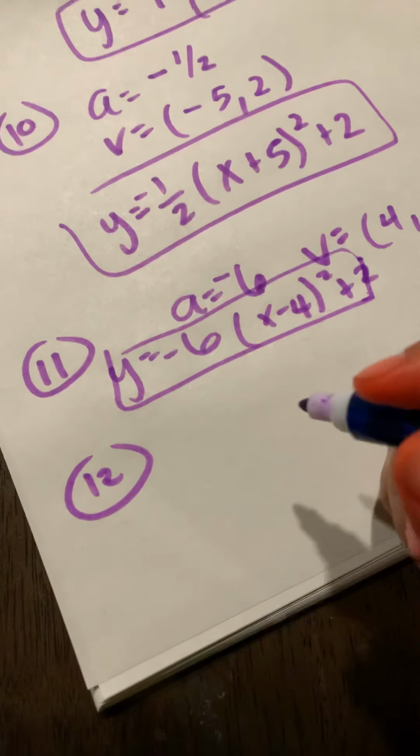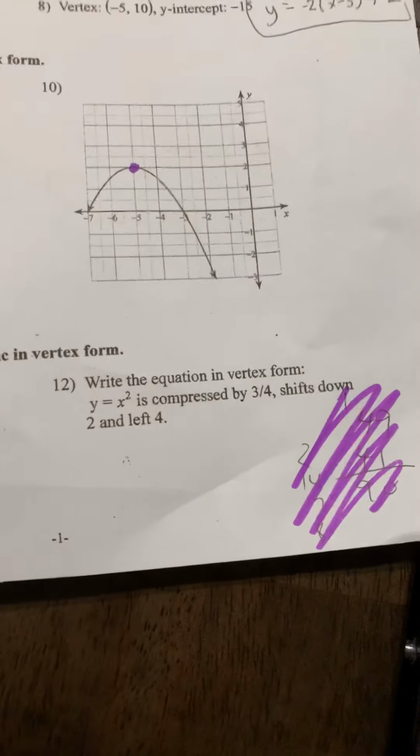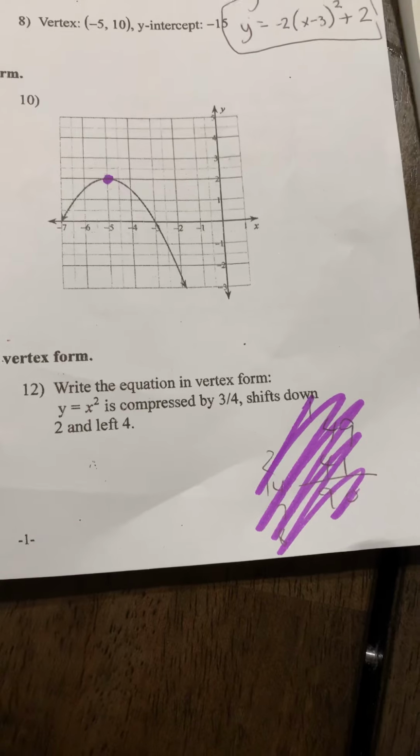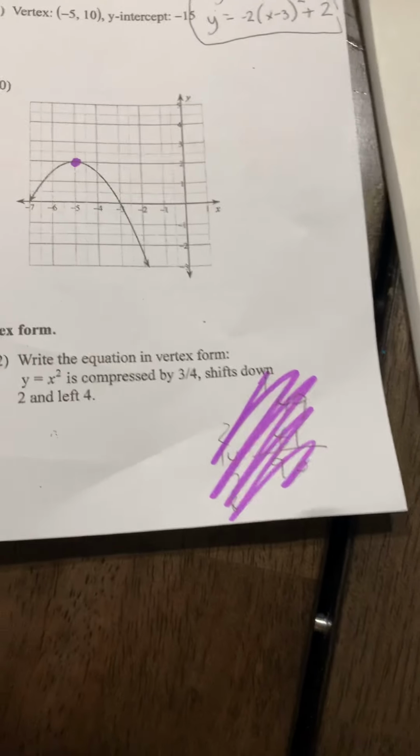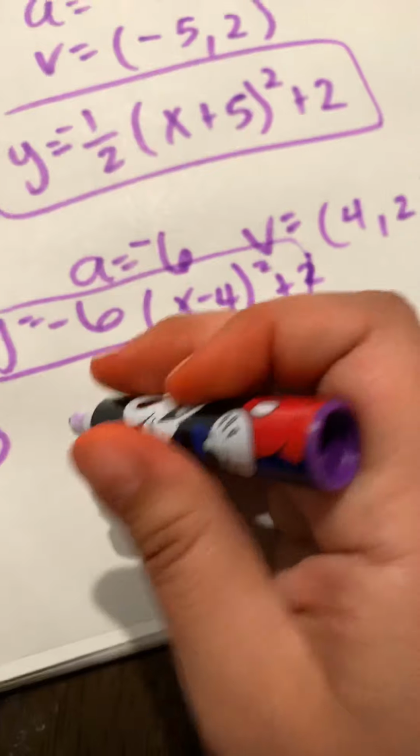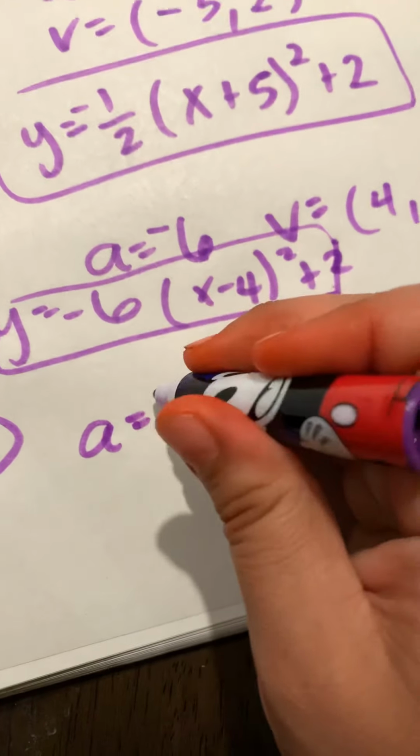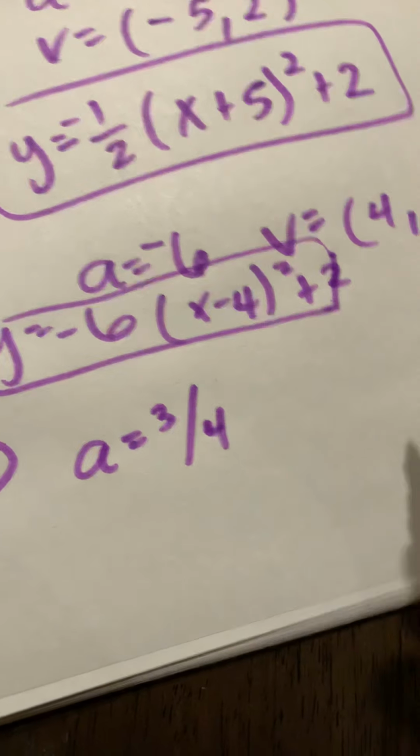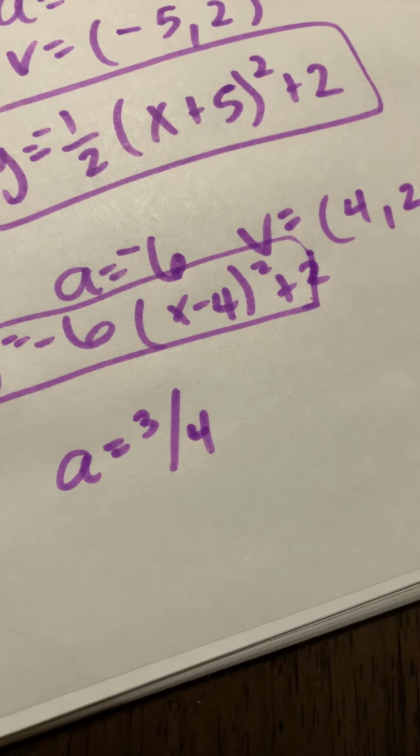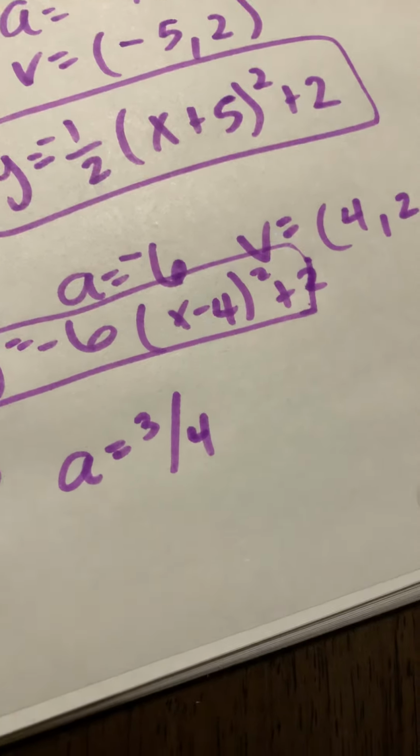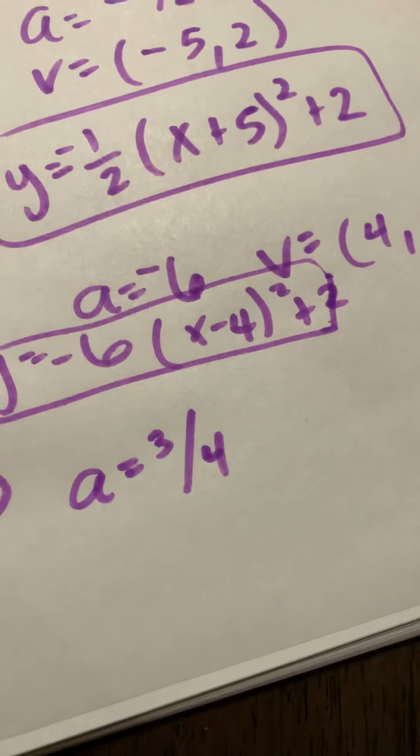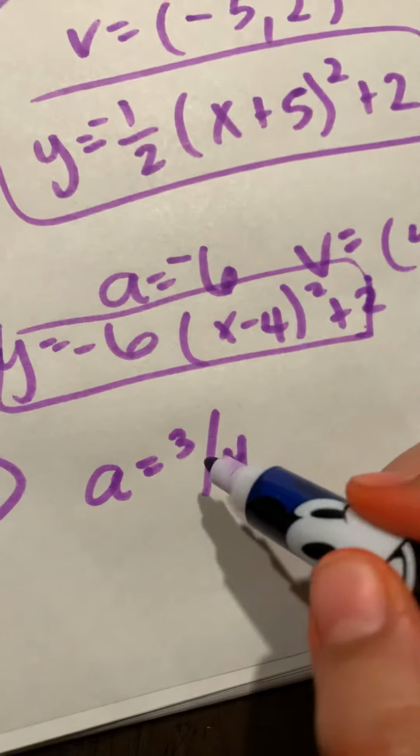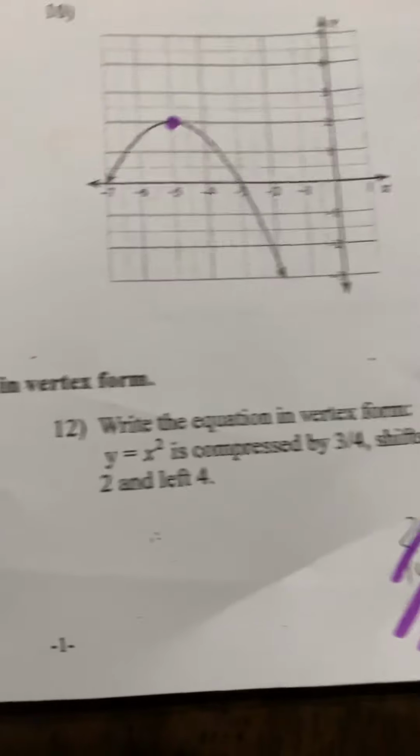And then number 12, it says y equals x squared, which is the parent graph, is compressed by 3/4. Compressed means that that's A. If it says stretched or compressed, that's always just A. And it doesn't say that it's opening up or down. It doesn't say it's opening down, it doesn't say it's flipped or reflected, so that means it's going to stay positive. Then it says it shifts down 2 and left 4. So that part's talking about the vertex.